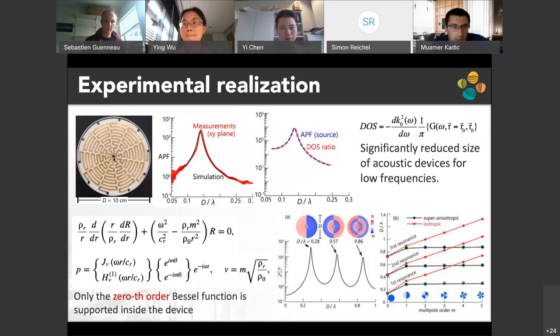Maybe I can ask a question following on here. In principle, this metamaterial structure is to change the coupling impedance of the source to the environment, right? Exactly. Okay, thanks. You're welcome.